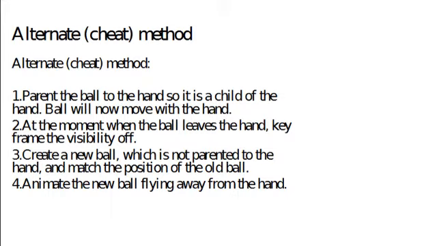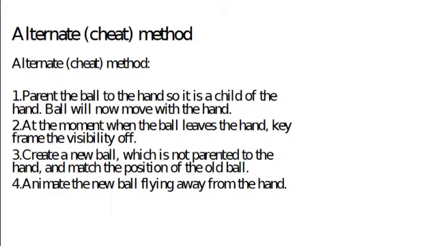But then when the ball leaves the hand, instead of unconstraining the ball, just turn the visibility off. To do that, you go into the channel box, go to the visibility channel, and key it off. The visibility comes in at 1 by default, so you just change that to 0 and keyframe it. Then the ball is still there, still attached to the hand, but you can't see it.